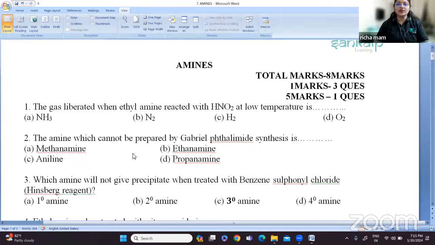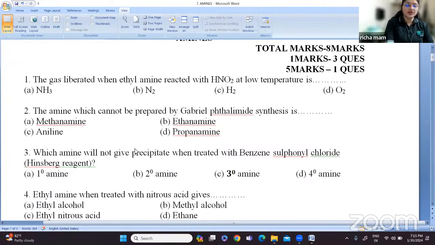So the first question, you can read it out. The first question is: the gas liberated when ethylamine reacts with HNO2 at low temperature is. Which gas is liberated when ethylamine reacts with HNO2 at low temperature? A, ammonia; B, N2; C, H2; D, O2.